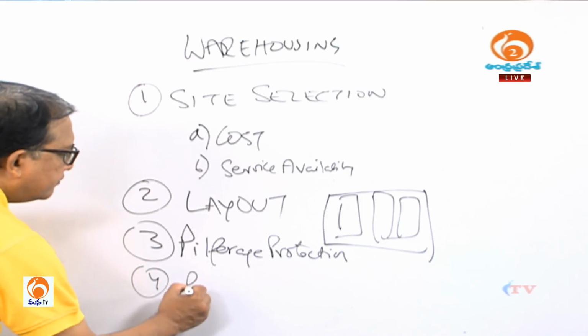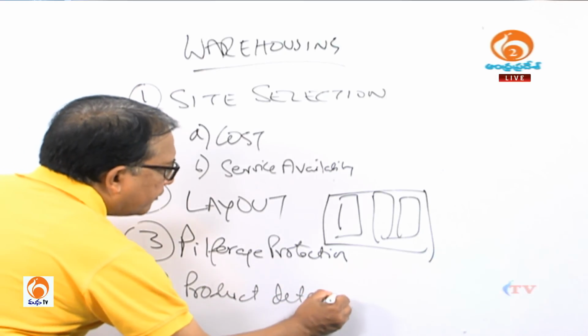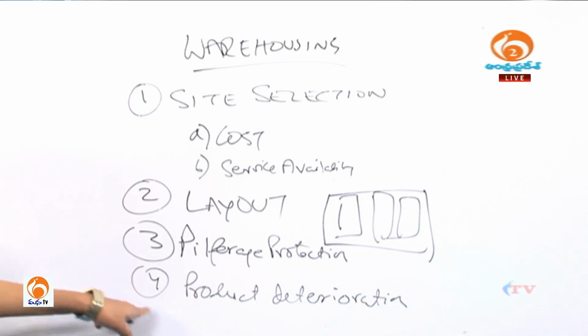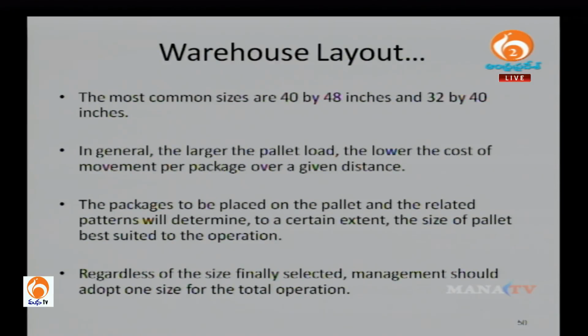And also product deterioration, that is to maintain the product in its original quality, original shape, size. So, these four areas are very critical while a warehouse is established. We have discussed site selection. We are now discussing layout. Let us go to the slide and see what layout is all about.